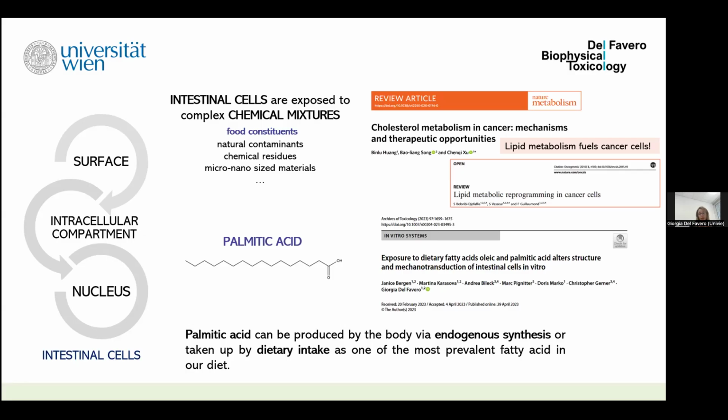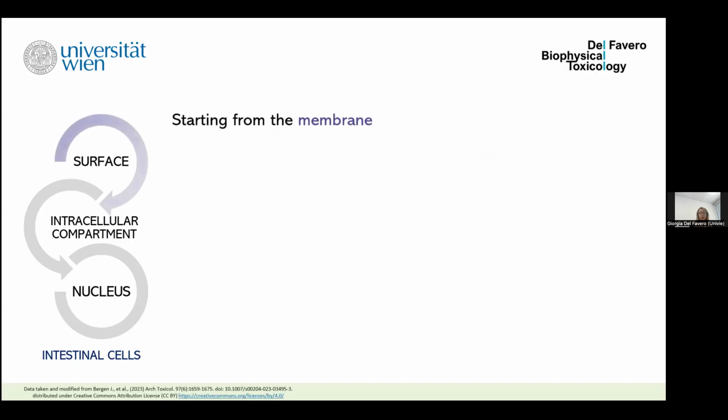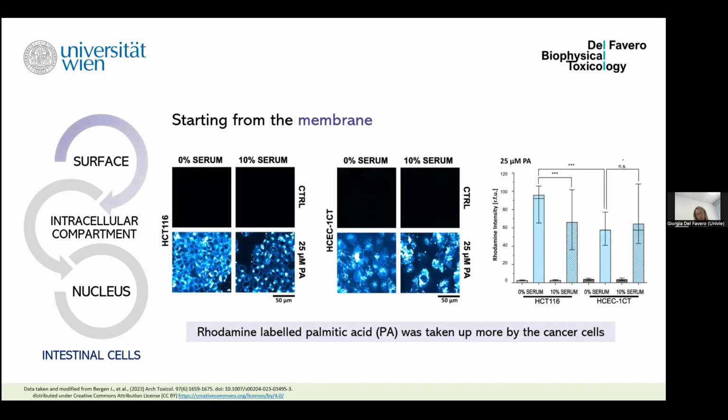So for the sake of time, I would focus today just on the data that we collected on the palmitic acid. When we started our experimental layout, we actually decided to change it a little bit. Instead of using the HT29 for this study, we decided to use another intestinal cancer cell line, the HCT116.